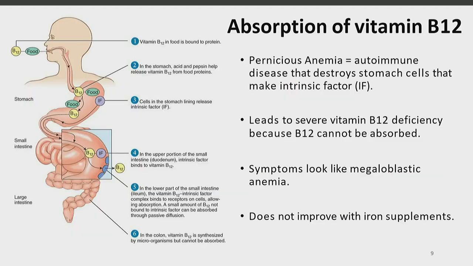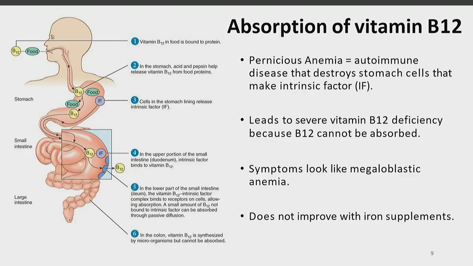Okay. So one other concept that often might not be clear to students will be the issue of pernicious anemia and how that is different from vitamin B12 deficiency. Okay. So it's important to recall that pernicious anemia is an autoimmune disease that destroys stomach cells that make intrinsic factor, right? And remember that intrinsic factor is important for the absorption of vitamin B12.